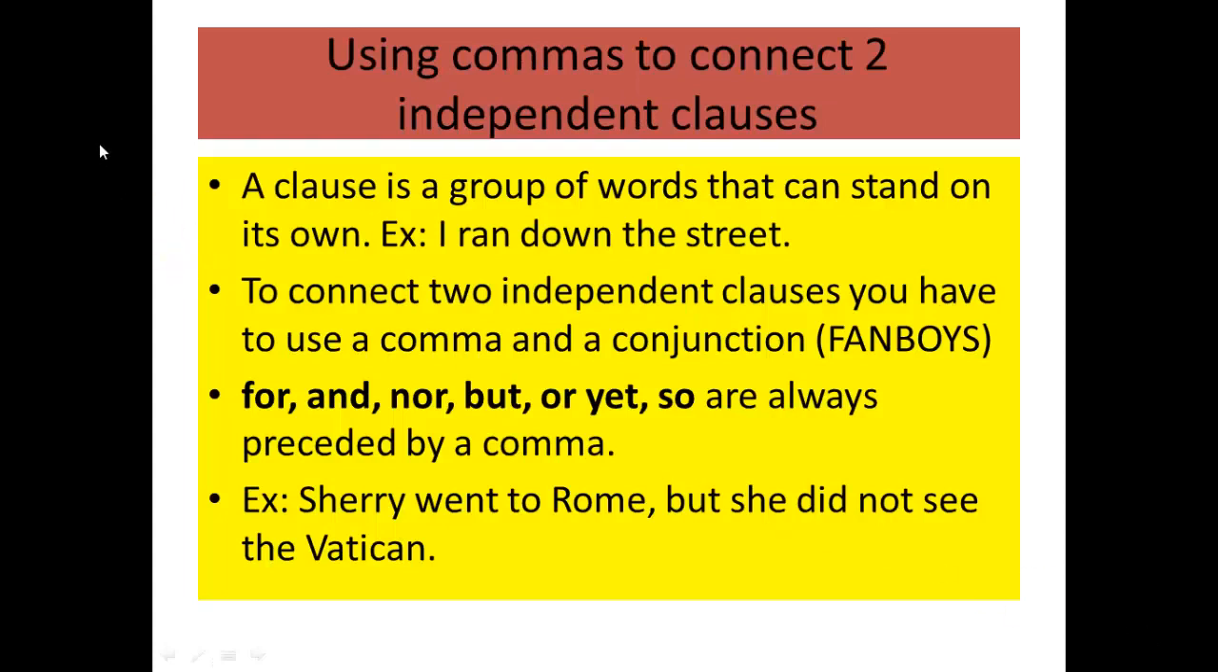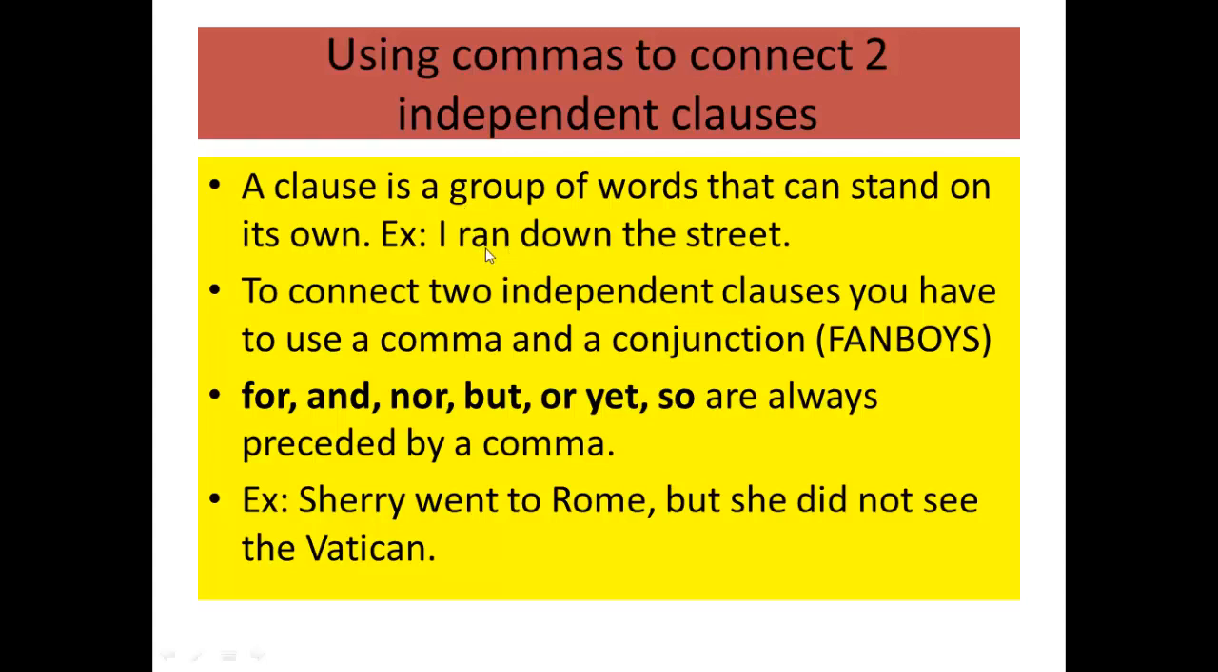Now, here are the more advanced skills you need for the IELTS and TOEFL. Using commas to connect 2 independent clauses. Remember that an independent clause is a group of words that has a subject and a verb that can stand on its own. Essentially, an independent clause is just a complete sentence. For example, I ran down the street. Okay, that's a complete sentence. It's also an independent clause. They're really the same thing.